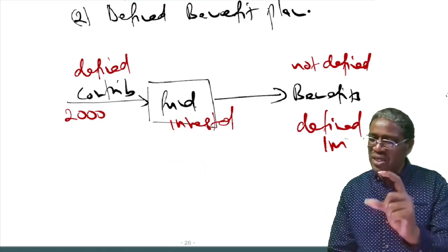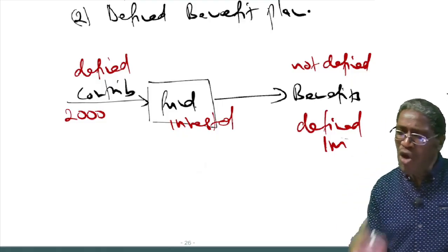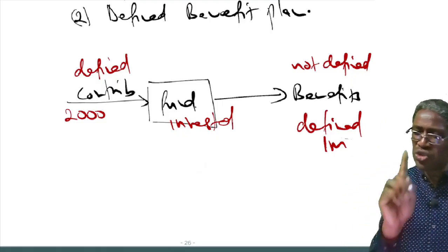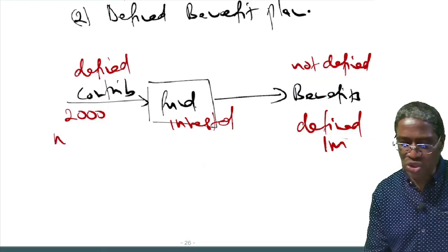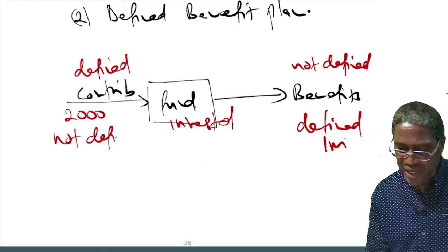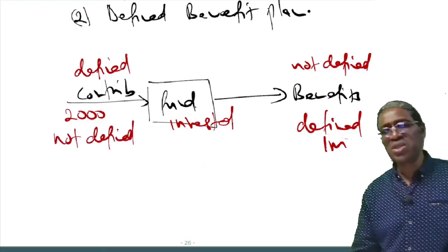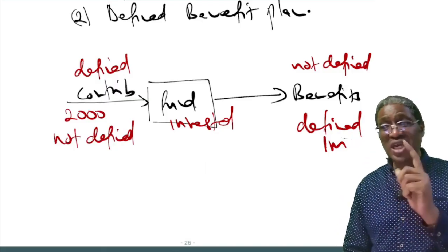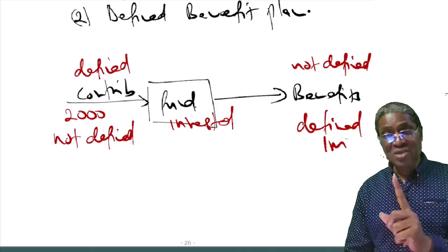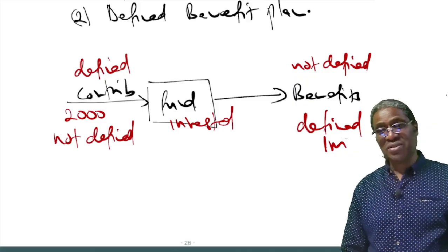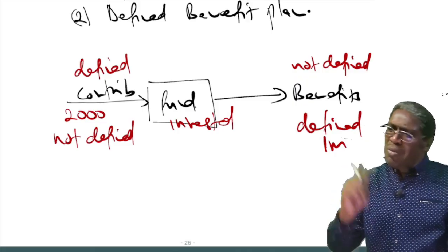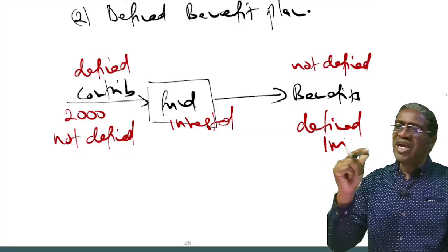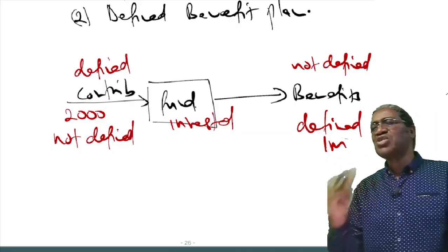But then, in this second plan, how much are the contributions to the fund? Those contributions are not defined. The contributions are not defined. That means they are not known in advance. So the question again is this: how much then should the employer make as contribution?